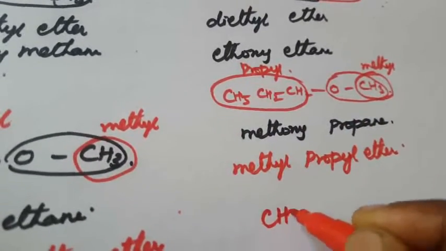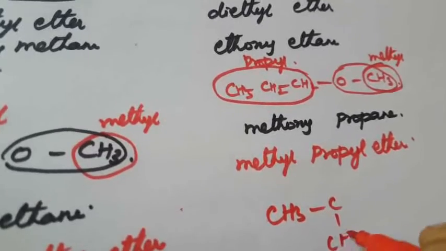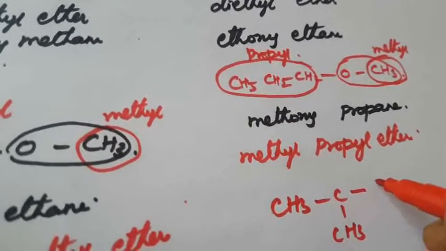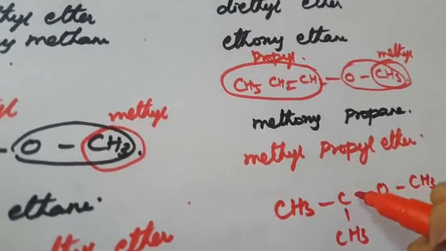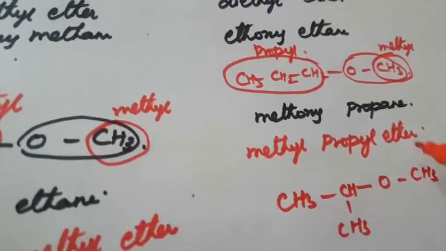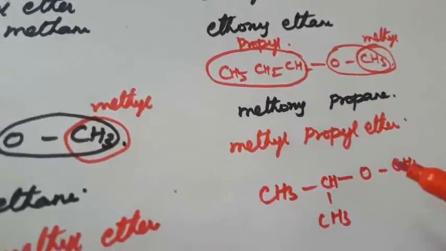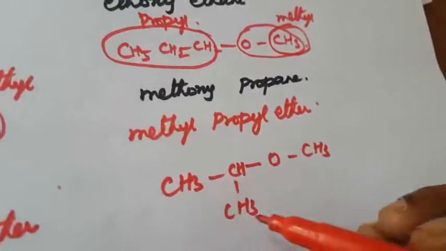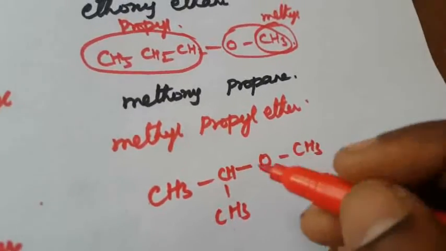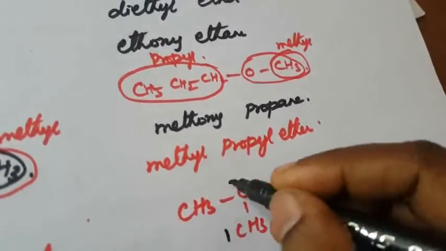We can write like this: CH3, C, CH3, O, CH3. So here that is 4 carbon. Here also 4 carbon. We can write one more structure. So how to write the name? This is number 1, 2, 3. IUPAC name 1, 2, 3.